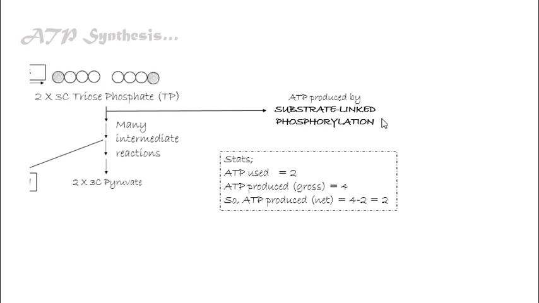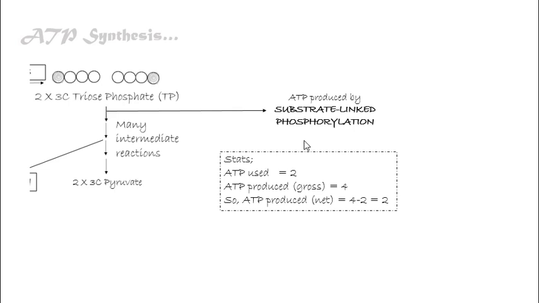And this energy is caused by the splitting of glucose, or basically the breaking of bonds between the carbon atoms of glucose. Therefore, in simple terms, we can say substrate-linked phosphorylation is the addition of a phosphate group to ADP, or adenosine diphosphate, to form ATP, or adenosine triphosphate, utilizing the energy released from the splitting of a substrate, which in this case is the starting compound glucose.